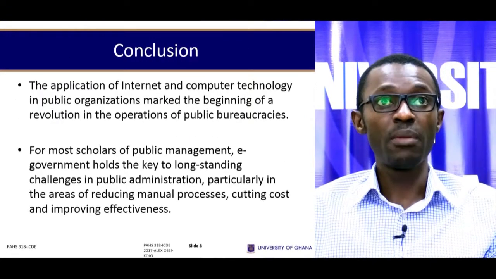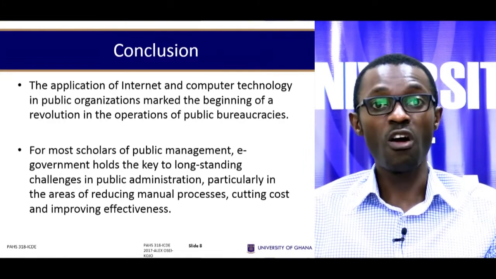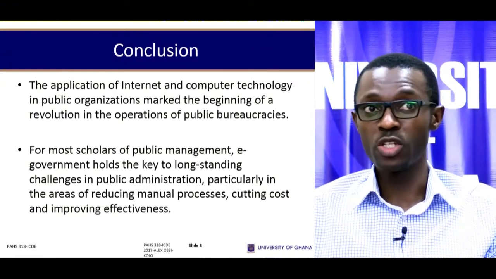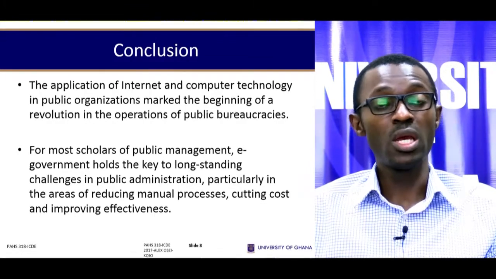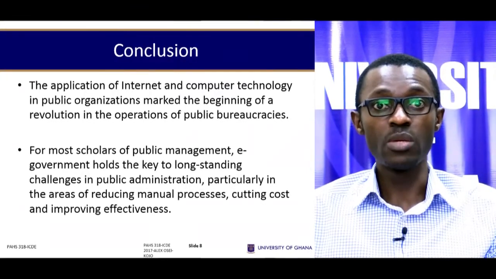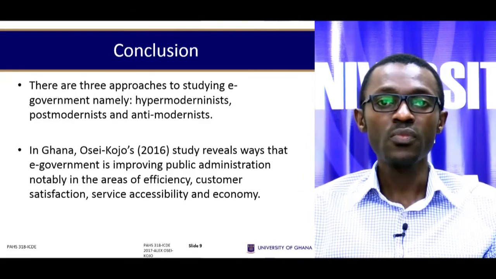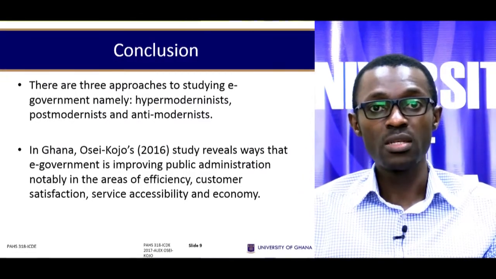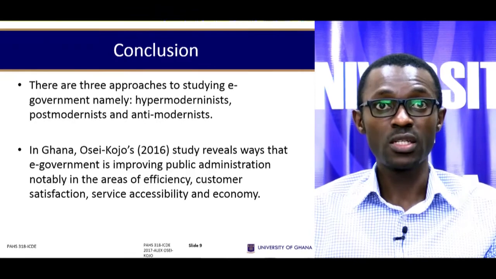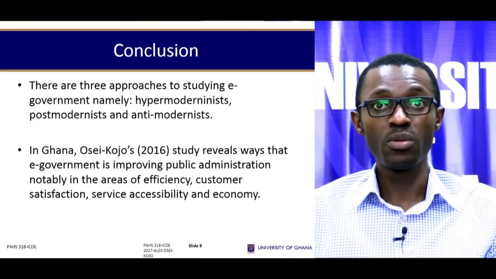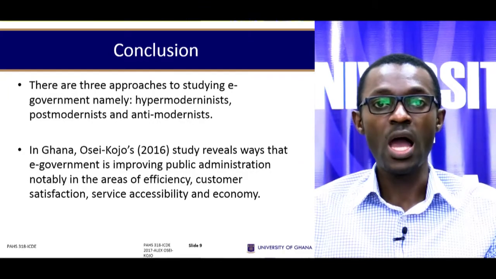In conclusion, the application of internet and computer technology in public organizations marked the beginning of a revolution in the operations of public bureaucracies. For most scholars of public management, e-government holds the key to long-standing challenges in public administration, particularly in the areas of reducing manual processes, cutting costs, and improving effectiveness. There are three main approaches to e-government, as I mentioned earlier. These are the hyper-modernist approach, the anti-modernist approach, and the postmodernist approach. In Ghana, Osei Kodwo's 2016 article study reveals ways that e-government is improving public administration, notably in the areas of efficiency, customer satisfaction, service accessibility, and economy.